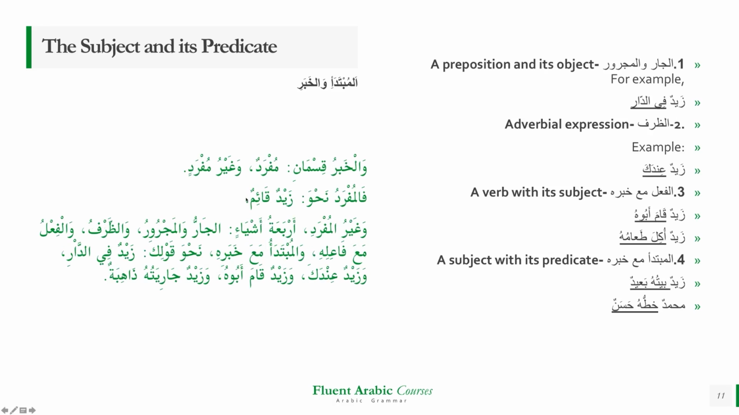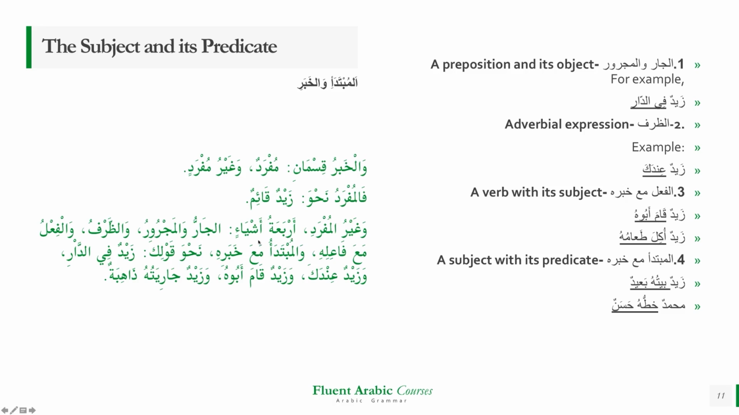والخبر قسمان مفرد وغير مفرد. The khabar is also divided into two types. The first one is the mufrad. What is meant by mufrad here? It does not mean singular, but it means a single word. So all the examples we've been looking at are examples of the khabar which is mufrad. And the second type is the ghayru mufrad, the non-singular, or the khabar which comes in the form of multiple words or in the form of a sentence.